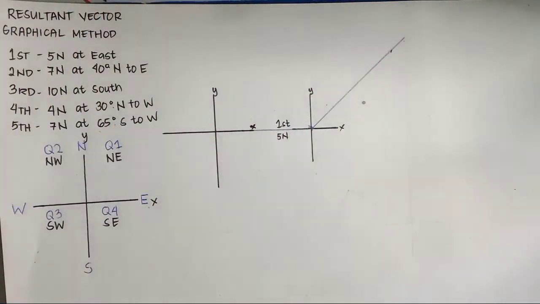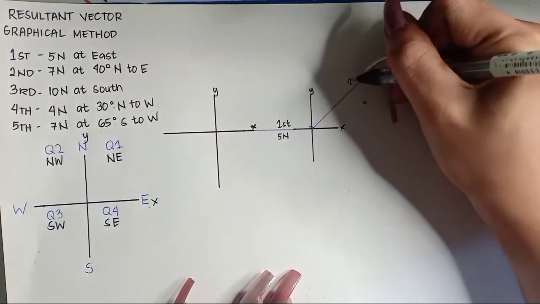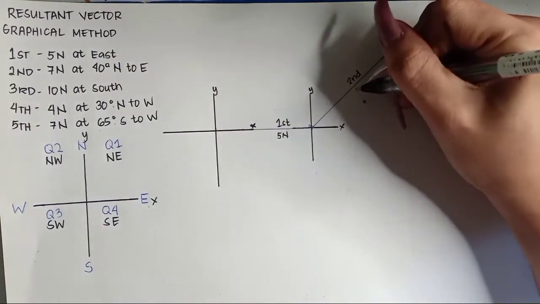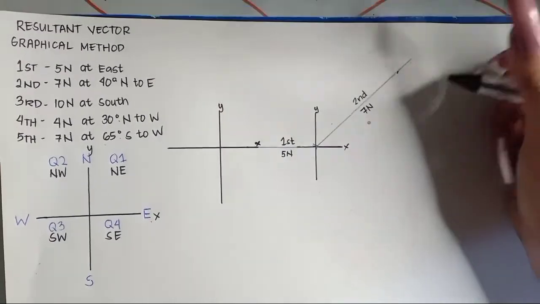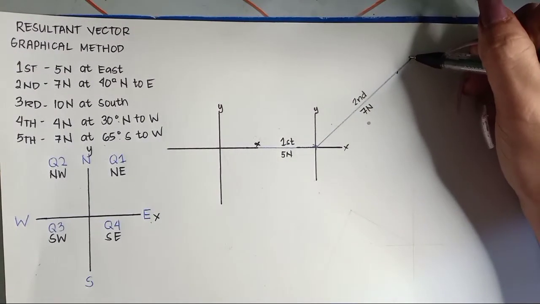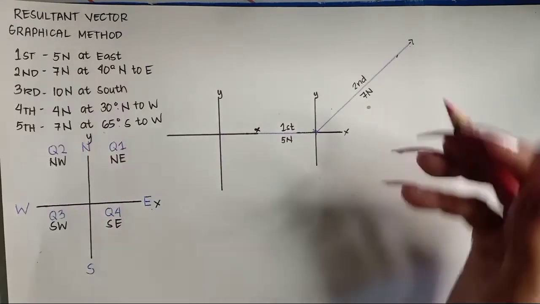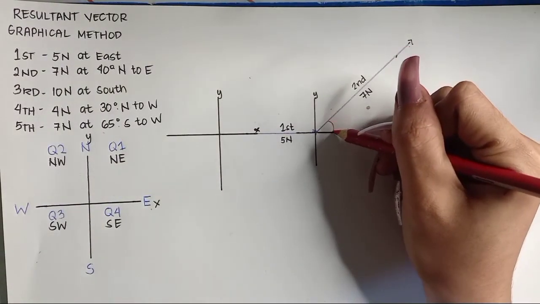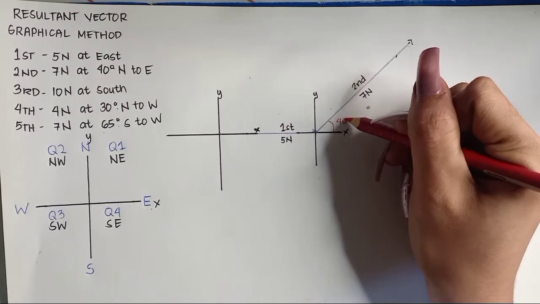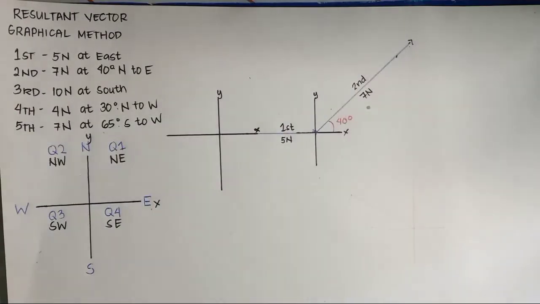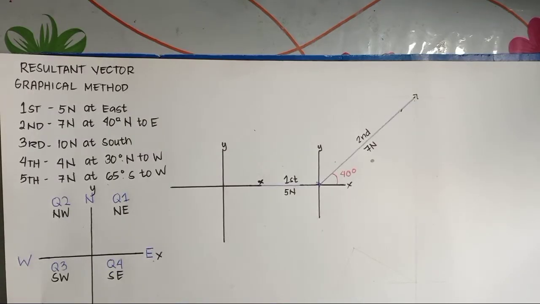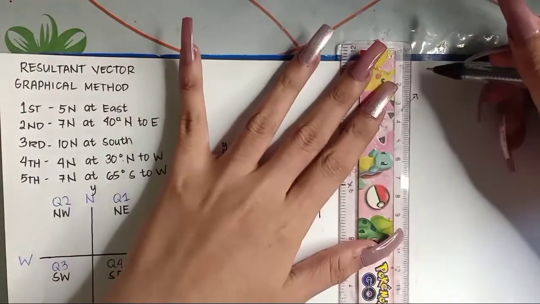So, this is our second vector. This is 7 Newton. Tapos, lagyan lang natin siya ulit dito ng arrow. And, ang tinutukoy na 40 degrees dito ay ito. This is the 40 degree. And, after nun, drawing lang ulit tayo ng panibagong Cartesian plane.